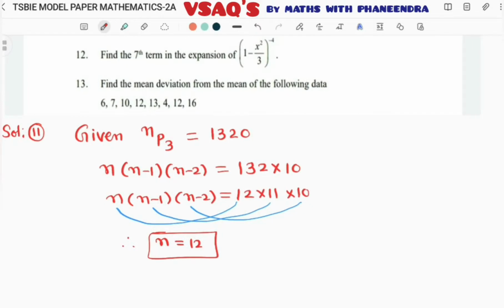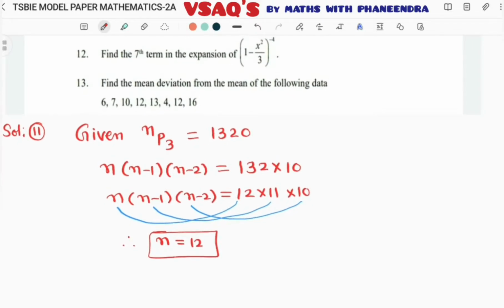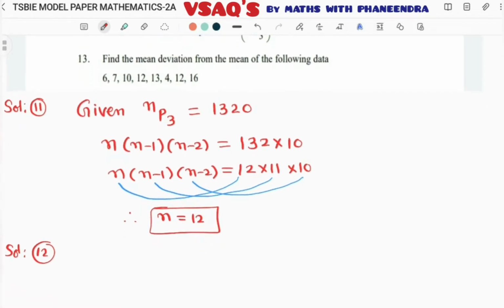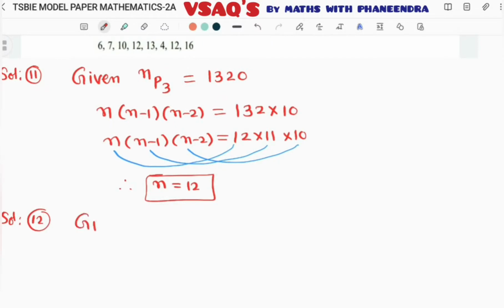We'll move to question number 12. So in question number 12, they are asking to find the 7th term in the expansion. First step, you write the given expansion.